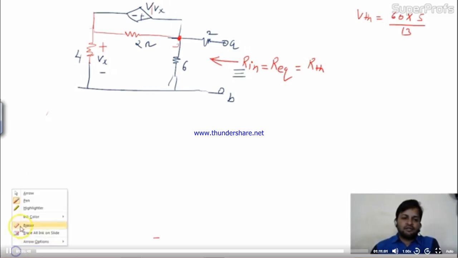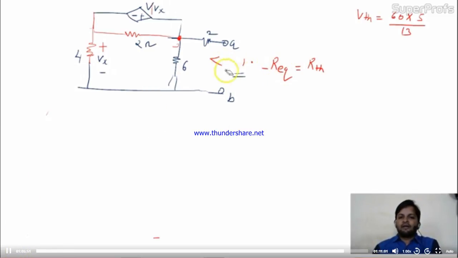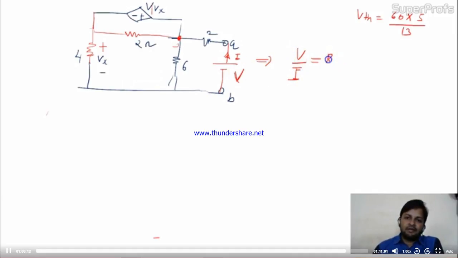Here is my assumption. If you want to find out the RTH across points A and B, do one thing: apply one outer battery source over here, V, and due to this V, the circuit current is I. And if you are able to find out V by I somehow, that V by I will be nothing but the RTH. Is it okay? This V by I is the resistance seen by this source or not? That resistance seen by this source will be RTH or R equivalent of this circuit or not?